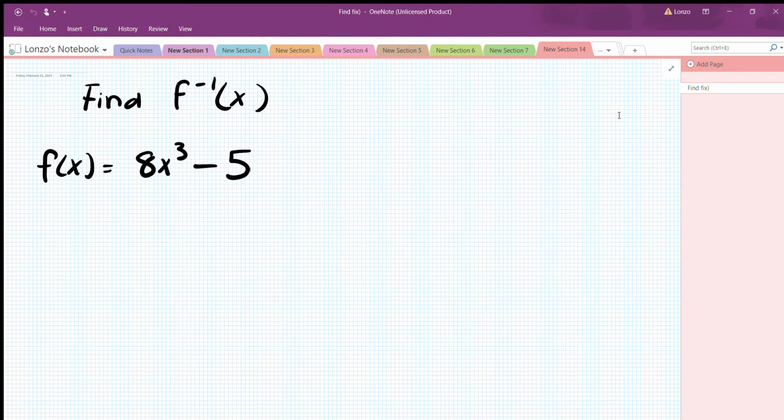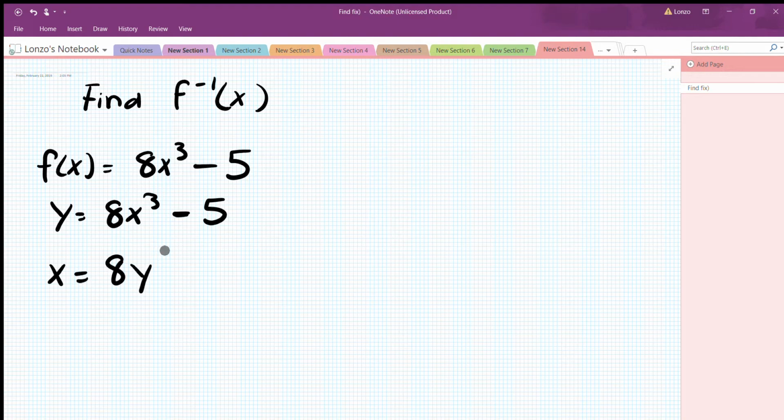So yeah, I want to find the inverse of this one. First step, replace that f of x with y. So it's going to be y equals 8x cubed minus 5. My next step is switch the x and y. So this is going to be x equals 8y cubed minus 5. Next step is I'm going to solve for y. So let me put it right here, and make this equals 8y cubed minus 5.